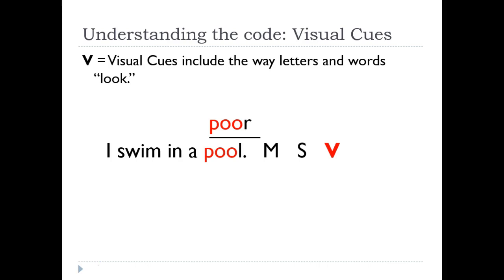Visual cues include the way letters and words look. In this sentence, the text said, "I swim in a pool." However, the child said pour instead of pool. "I swim in a pour." Well, it definitely doesn't make sense. So it's not meaning. It definitely does not sound correct grammatically in the English language, so it's not structure, but it definitely is visual because they share similar letter patterns.